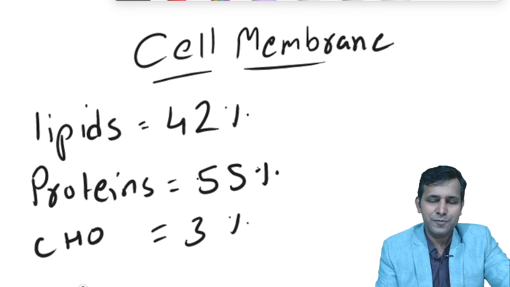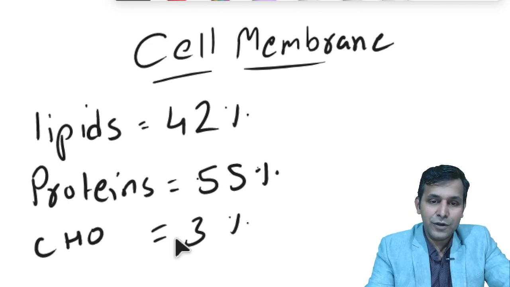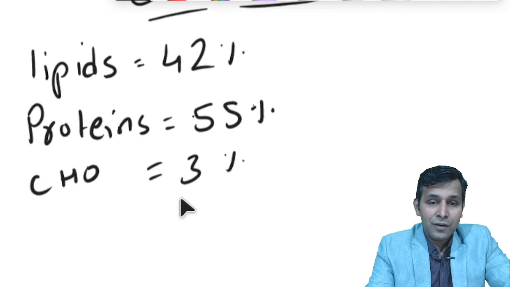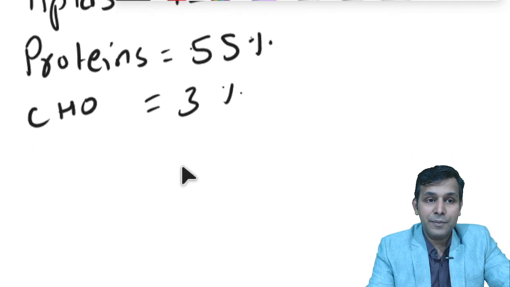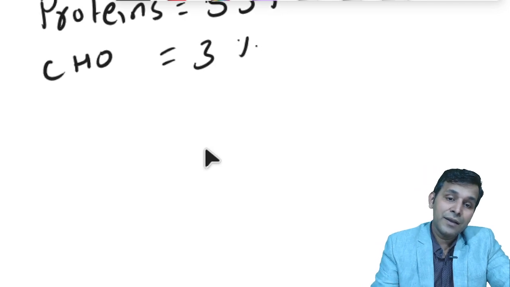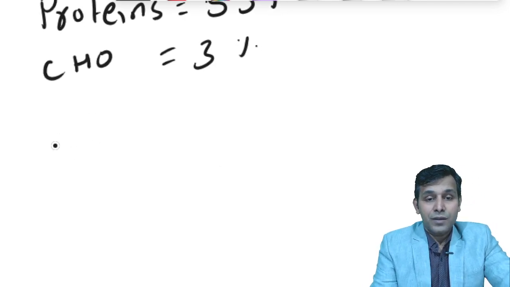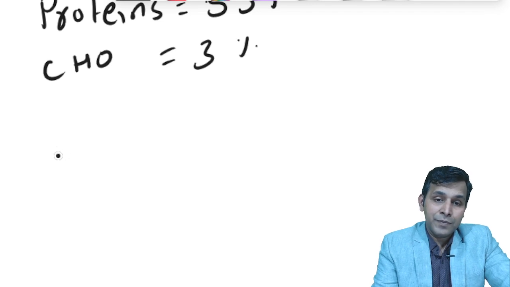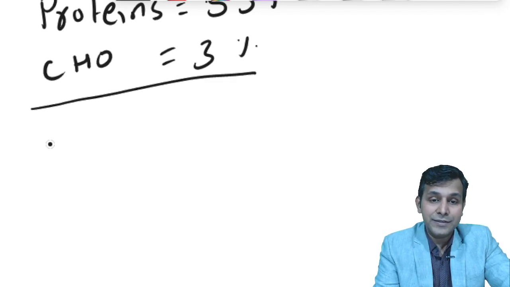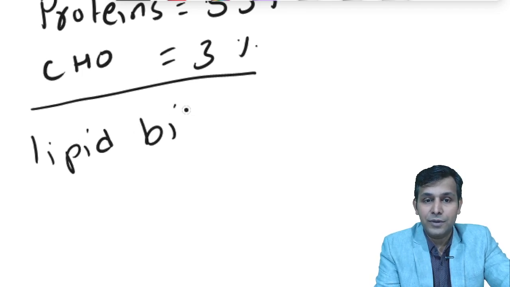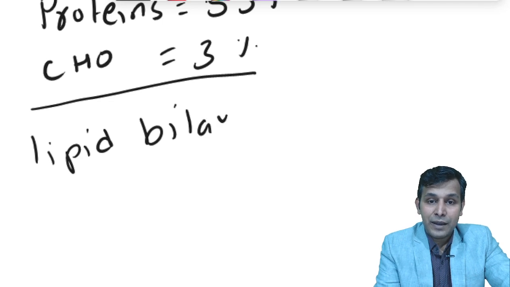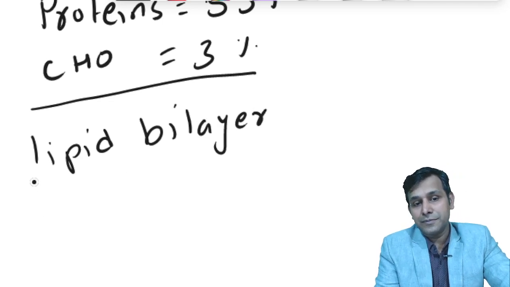Let us see each of these parts separately. First of all, let us go with the lipids. Why are the lipids the major part of the cell membrane? See, the cell membrane is also commonly known as a lipid bilayer. Now, why has the cell developed a lipid bilayer as the structure of the cell membrane?